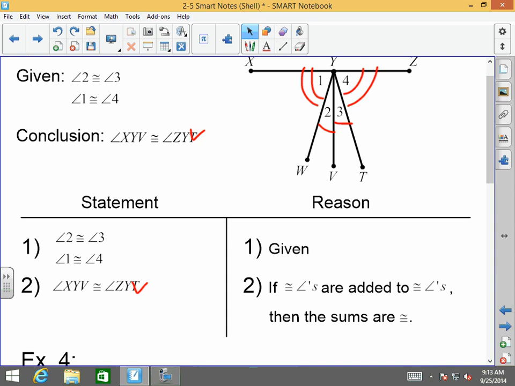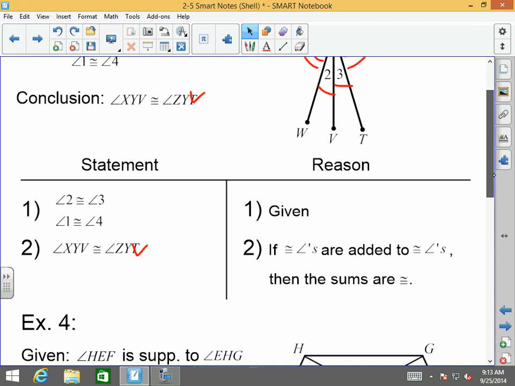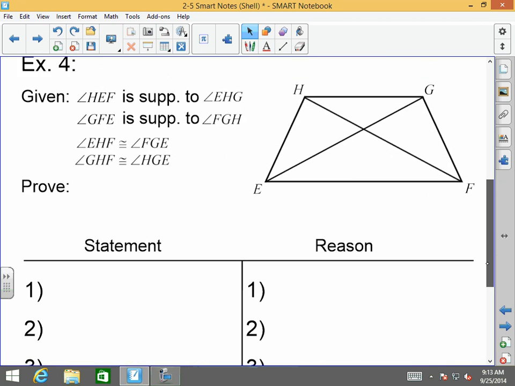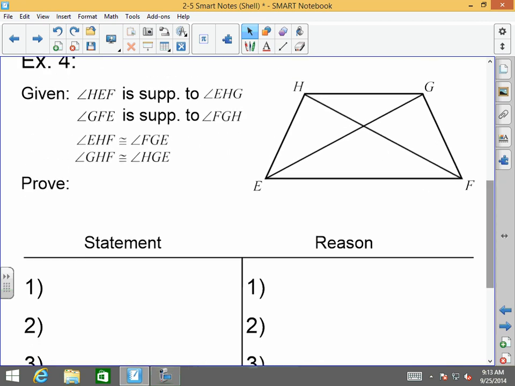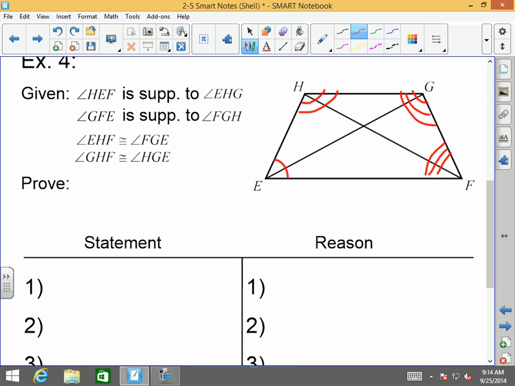Now, this is the best proof of the day. This is a good one. I love this proof. I have a trapezoid here. And I tell you that HEF is supplementary to EHG. So that means that this guy and this guy, they're not congruent, but they add up to be 180. We know that. And then they tell you that GFE and FGH are supplementary as well. So that means that equals 180.